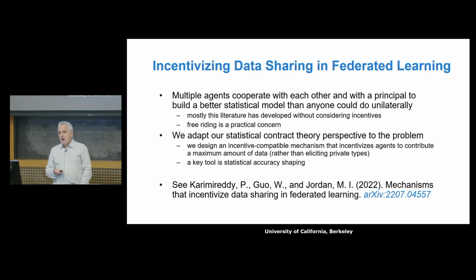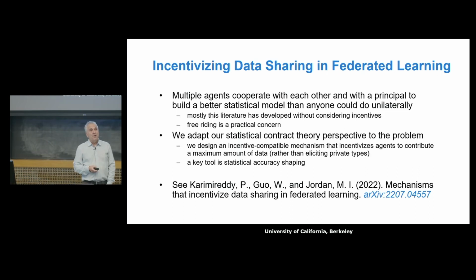A key tool here is statistical accuracy shaping. At some point you have to face the conundrum of how you evaluate the quality of data. Kevin's sending me some data. He says it's really good, and a lot of the literature says it's a function of the number of data points. Well, no, it's not a function of the number of data points. It's a function of the quality of the data. How do you measure that?